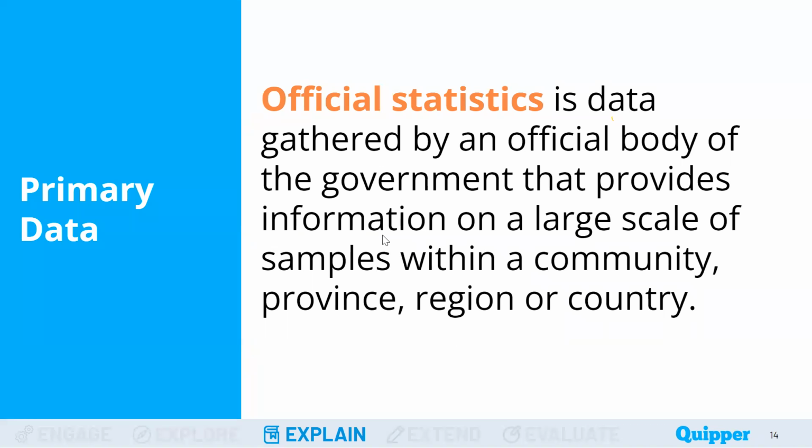But when the researchers interpret it, and they have opinions and suggestions, then those suggestions and opinions of the researchers are just secondary data. Okay? So official statistics is data gathered by an official body of the government that provides information on a large scale of samples within a community, province, region, and country.